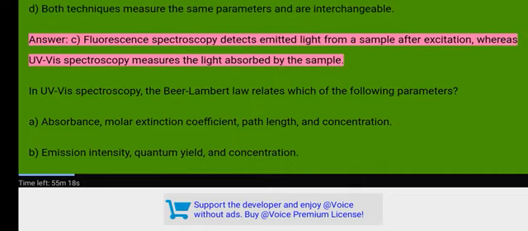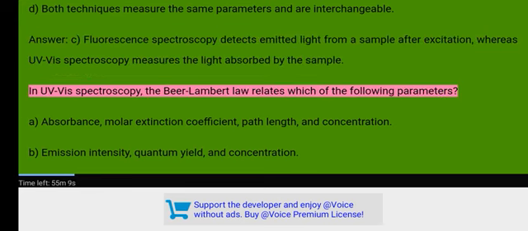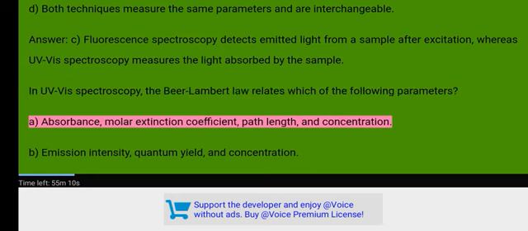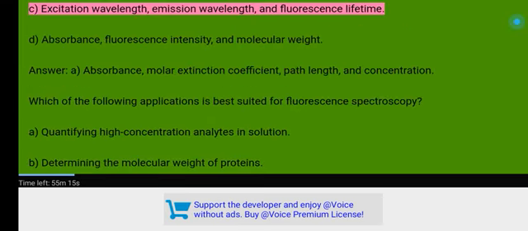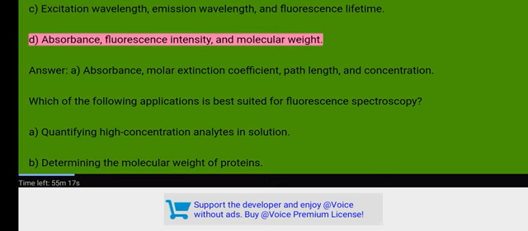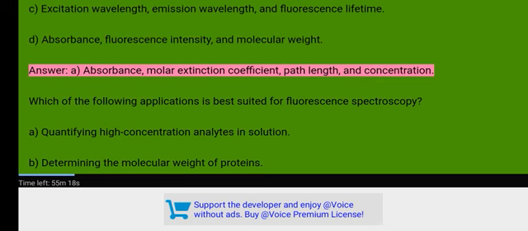Answer: C. Fluorescence spectroscopy detects emitted light from a sample after excitation, whereas UV-vis spectroscopy measures the light absorbed by the sample. In UV-vis spectroscopy, the Beer-Lambert law relates which of the following parameters? A. Absorbance, molar extinction coefficient, path length, and concentration. B. Emission intensity, quantum yield, and concentration. C. Excitation wavelength, emission wavelength, and fluorescence lifetime. D. Absorbance, fluorescence intensity, and molecular weight. Answer: A. Absorbance, molar extinction coefficient, path length, and concentration.